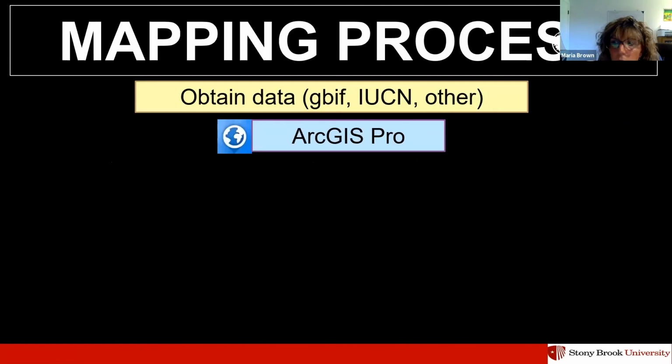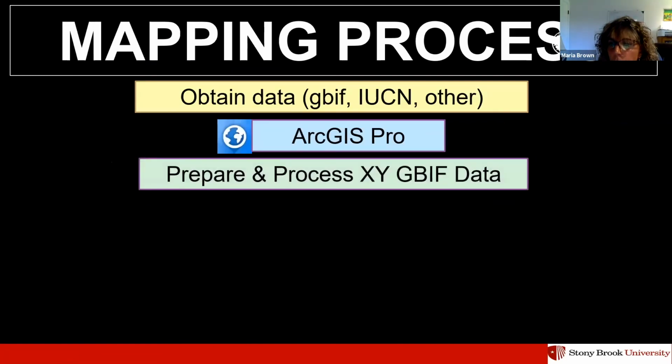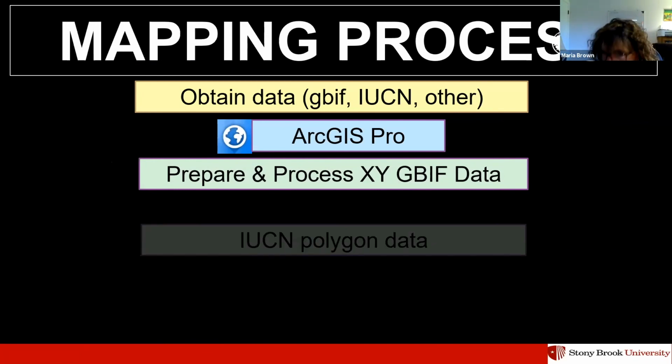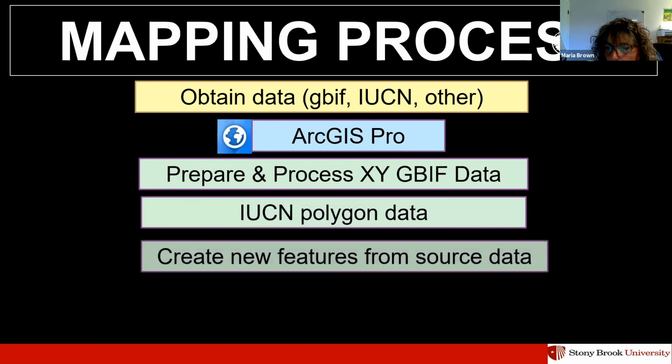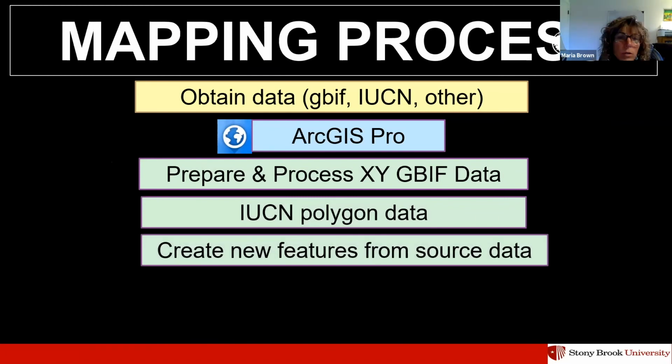or standardizing the symbology. So the students came up with the process, basically downloading the data sets, using ArcGIS Pro, preparing and processing the XY GBIF data, and then putting together the polygon data sets, and then creating those new features from the sources. And one of the things with the GBIF data is they have to take subspecies and bring them in and merge them with the species. So in order to keep it as simple as possible, we would keep the subspecies with species.